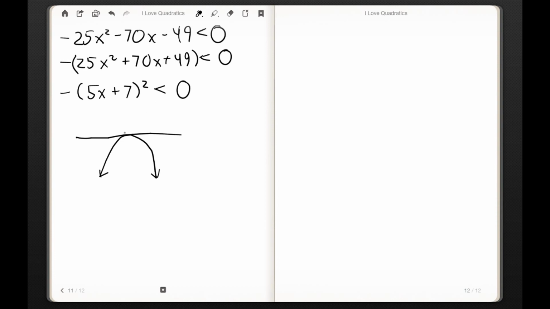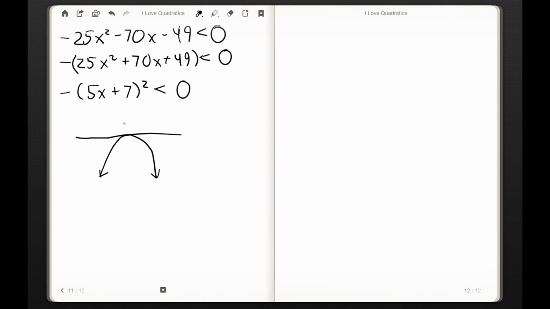And here we want to know where along this parabola is it less than 0, so below the x-axis. Well, you might say, it looks like it's below the x-axis everywhere. But don't forget, not right here at the root where it touches the x-axis. At that point, it is equal to 0, not less than 0. So it is less than 0 everywhere except the root.